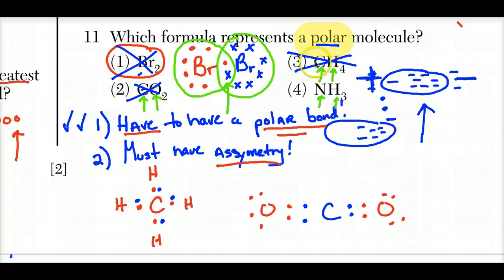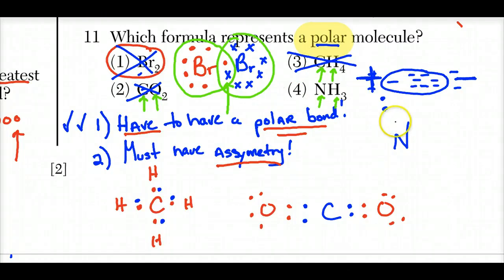NH3 has to be the winner. Now why? Well, if you draw NH3, Lewis dot diagram, lone pair, 2 lone pair. Here's its 5 valence. H comes by with 1 each, 1 valence electron.